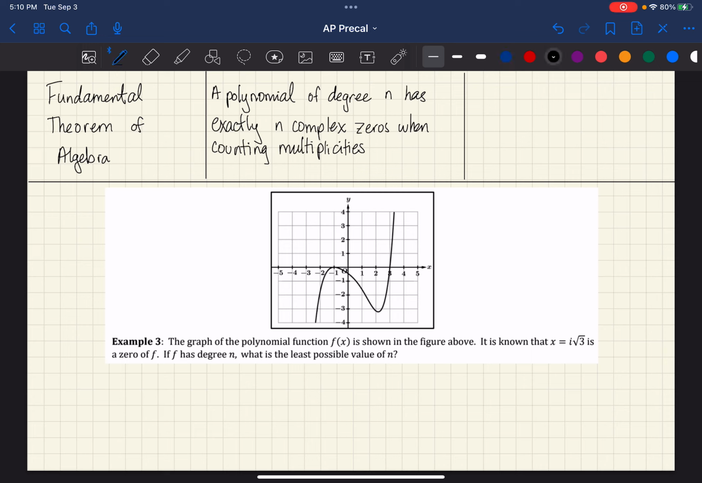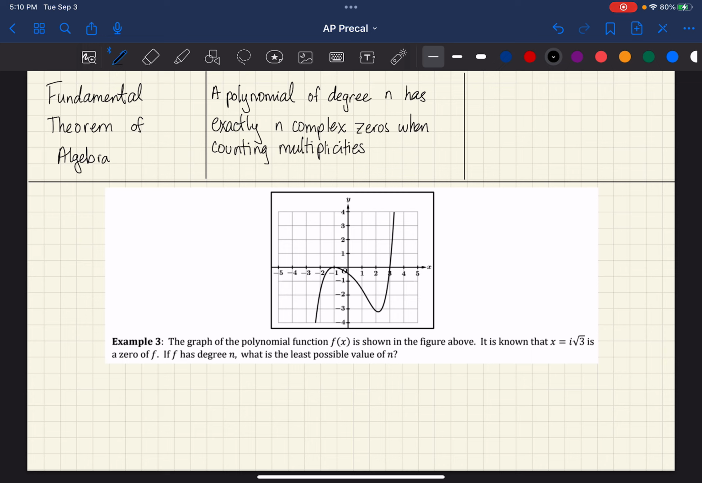And now we have the fundamental theorem of algebra, which says a polynomial of degree n has exactly n complex zeros when counting multiplicities. So, best way that we can go through this is just going through this example right here. So try to pause it, try to do it on your own, and then you can see how we do it together. So the graph of the polynomial function f of x is shown in the figure above. It is shown that x equals i square root of 3, i square root of 3 is a 0 of f. If f has degree n, what is the least possible value of n?